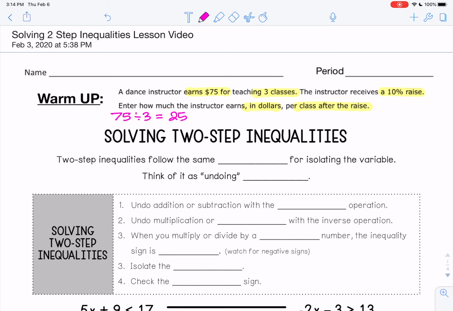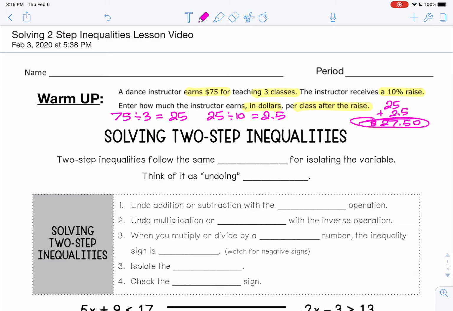Now, the instructor is receiving a 10% raise. So in order to figure out what 10% is, I'm going to do 25 divided by 10, and I get 2.5. So if we want to know how much the instructor is going to get per class after the raise, it would be $25 plus 2.5, and we'd end up with $27.50. And that's our answer, $27.50.